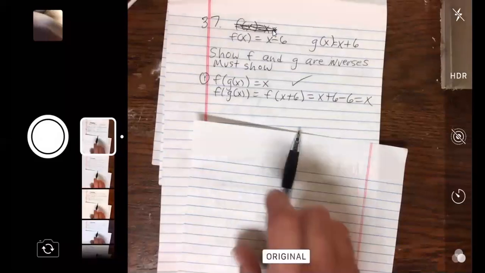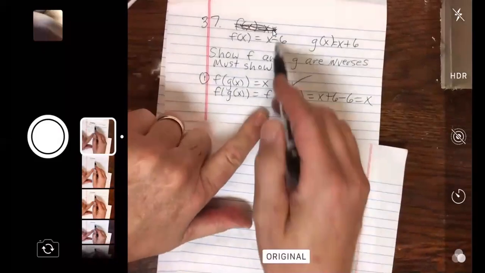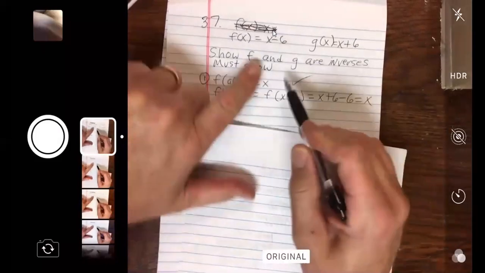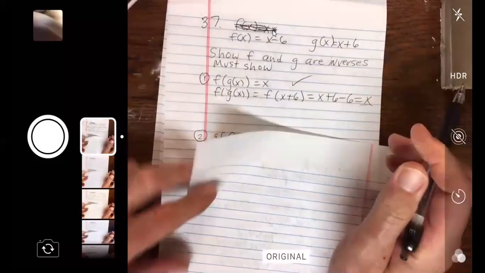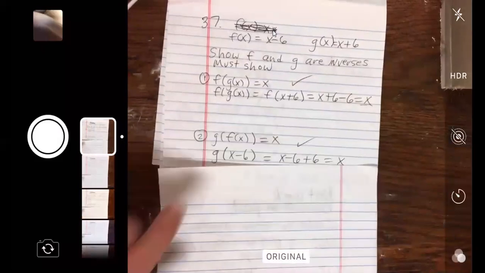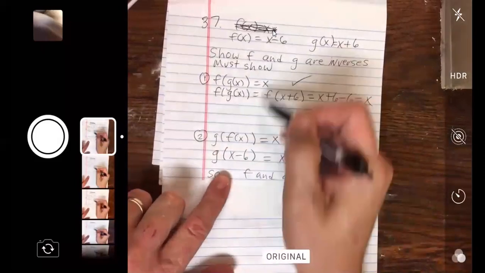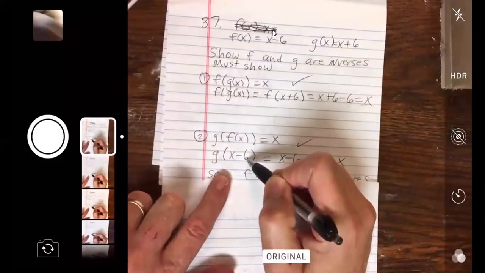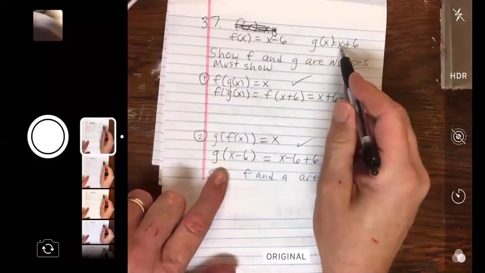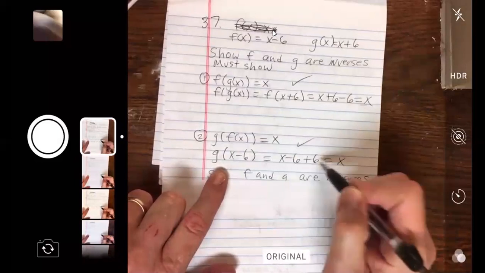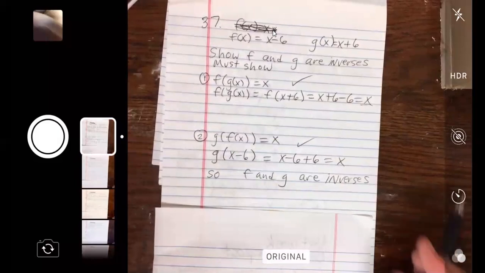So yeah, I plug in x plus 6 for the g, and then when I plug that into the f, you get x plus 6 minus 6, and sure enough, just x. And so then in the reverse order, g of f of x, that plugs in x minus 6 where the f is. Plugging x minus 6 into there, I get x minus 6 plus 6, and again, just x. And that shows that f and g, sure enough, are inverses.